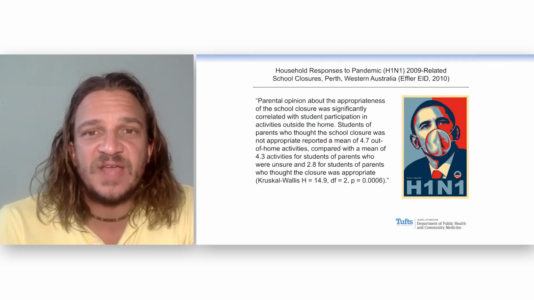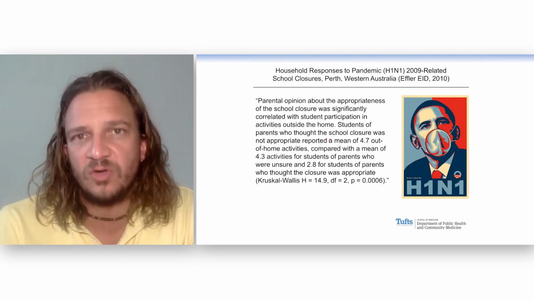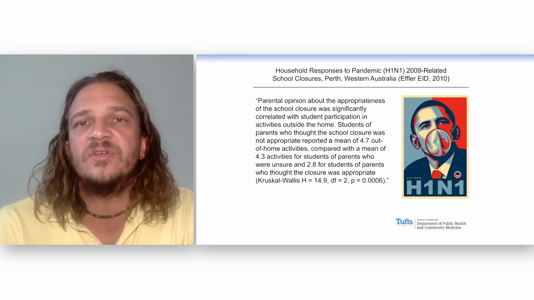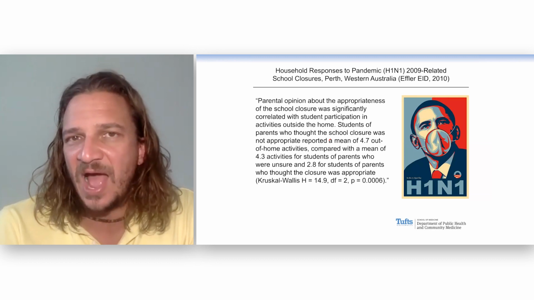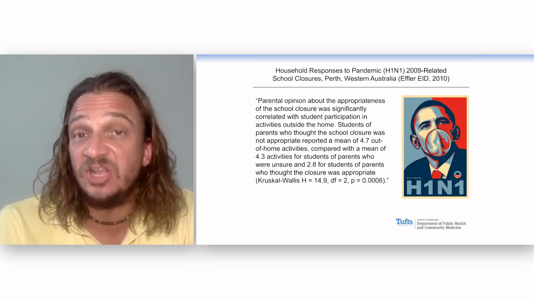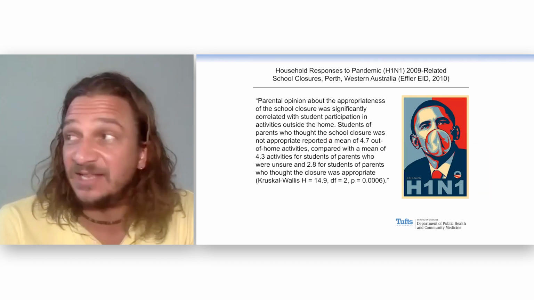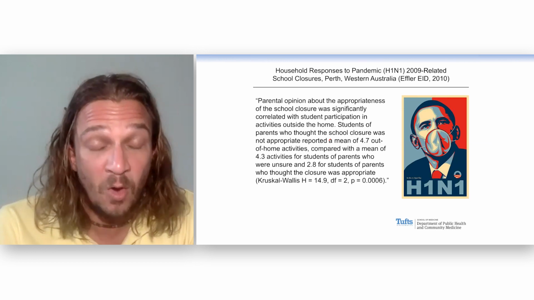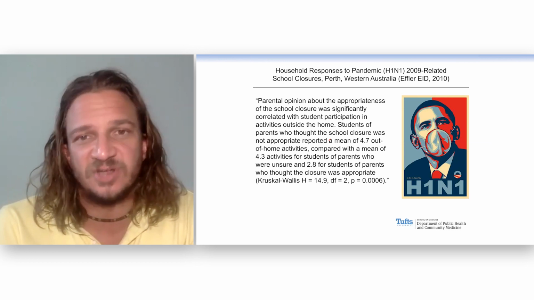These are data from 2010 about parental opinions on school closures during a pandemic, the H1N1 flu, and then relating those parental opinions to how often they let their kids play with other kids. Schools were closed to prevent the spread of this disease, and kids ostensibly are supposed to stay home and not play with other kids, but some parents allowed their kids to go out.